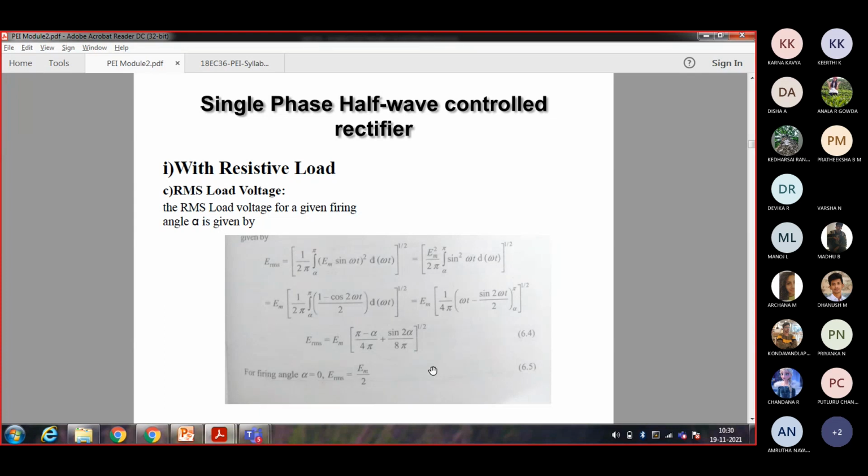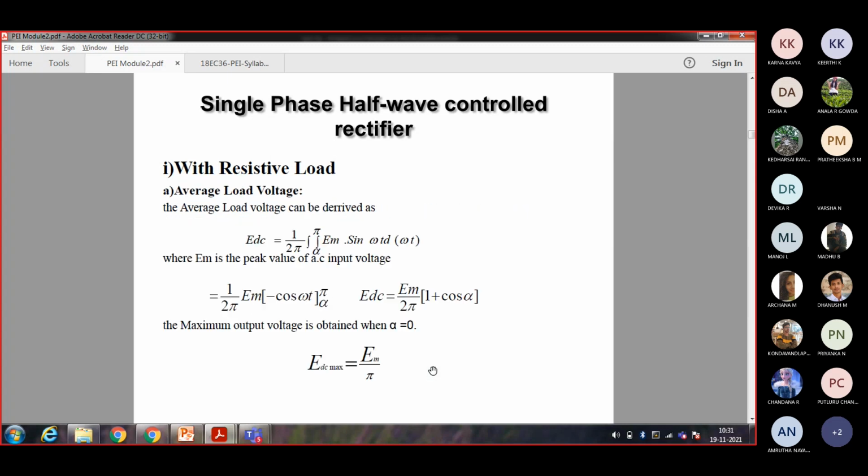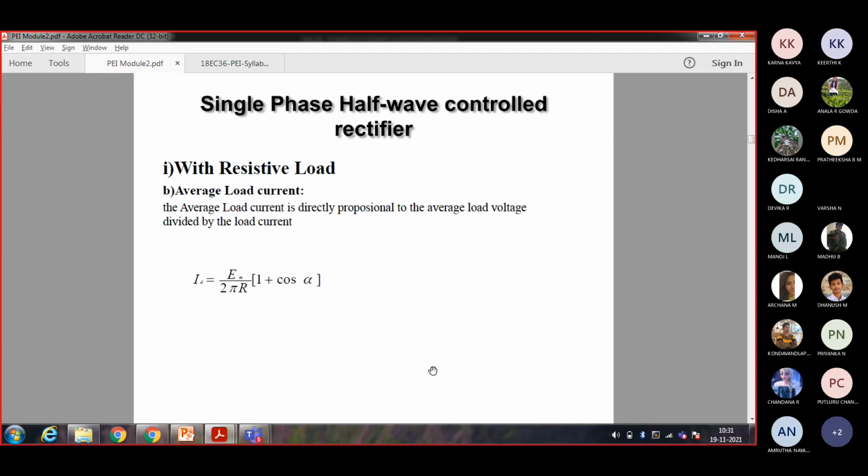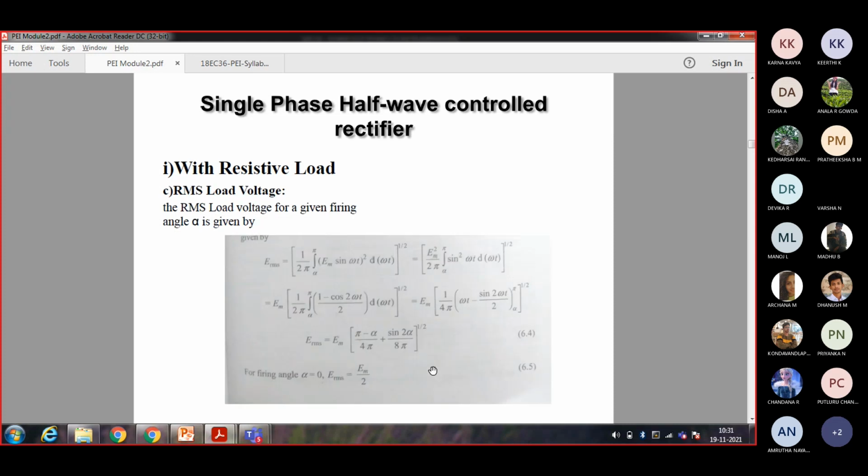So we should know, if I am using a half wave controlled rectifier, what should be the average load current, what will be the average load voltage, the voltage across the load, the current through the load, and the RMS load voltage also you should measure. This is with respect to the single phase half wave controlled rectifier.